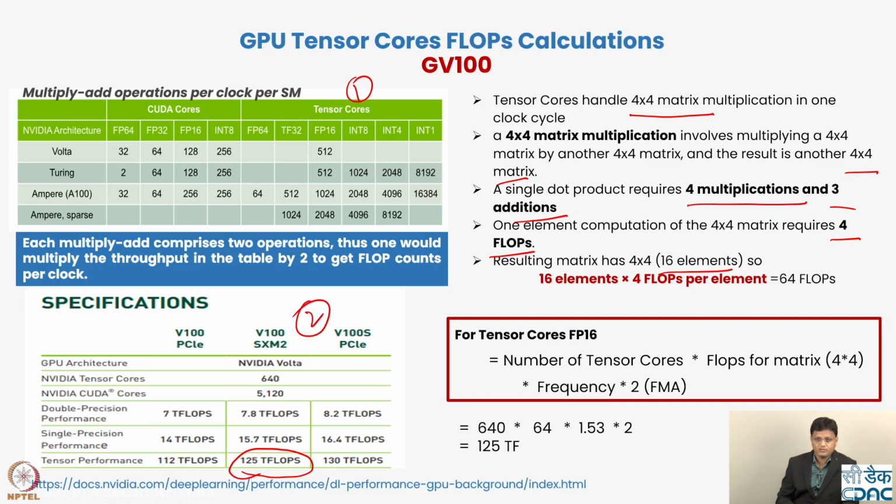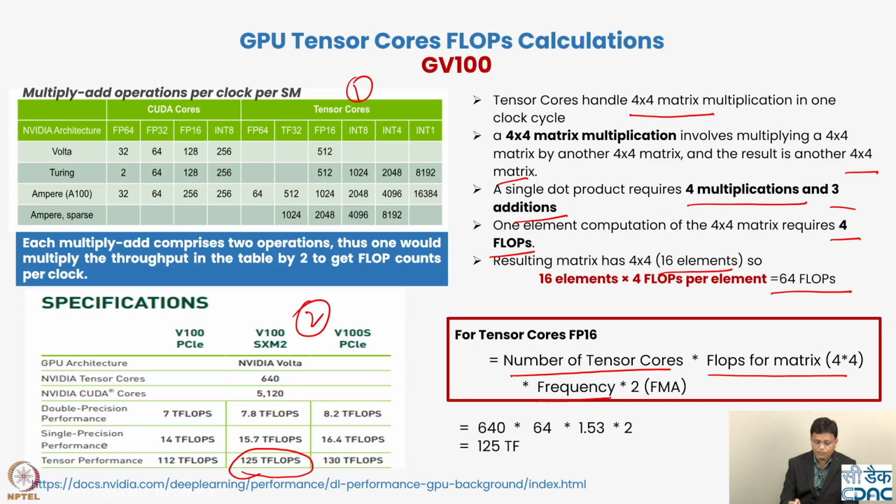So, how many flops? Because we know that per element it is going to be 4 flops, so for 16 elements it is going to be 64 flops per cycle. Now, let us do some computation. We apply simple mathematics. How can you calculate the theoretical floating point performance? First of all, you have to count the number of tensor cores multiplied by the flops for matrix multiplication, because we know that a tensor core can handle one 4 by 4 matrix multiplication in one clock cycle.